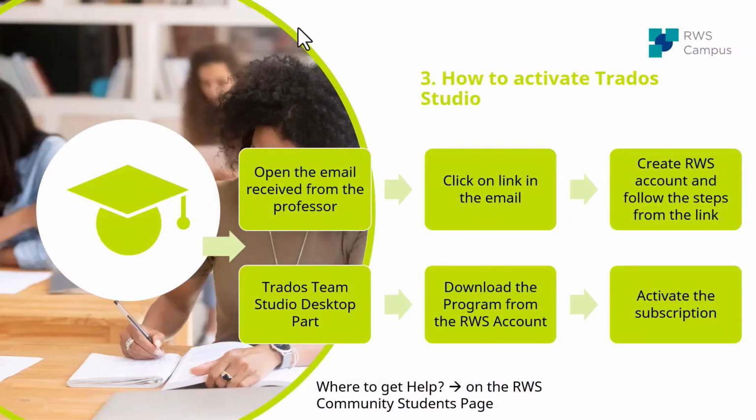How to activate Trados Studio? Each student will get an email from the professor. There you will have a link to click on in order to create an RWS account. After creating the account, please follow the steps from the link. The professor will share with you the installer for Trados Desktop from the university account. You need to install it and activate it. For more details and the article with explanations, please access the RWS Community Students page.